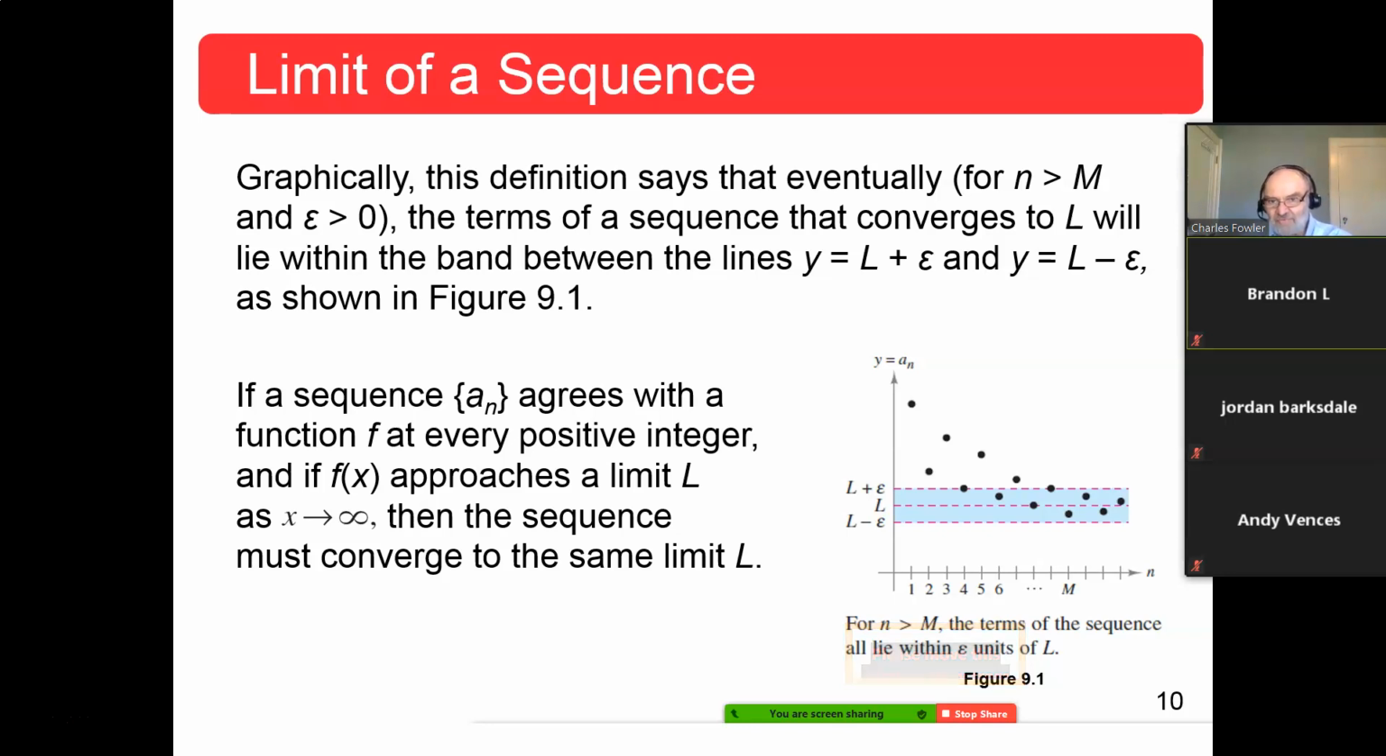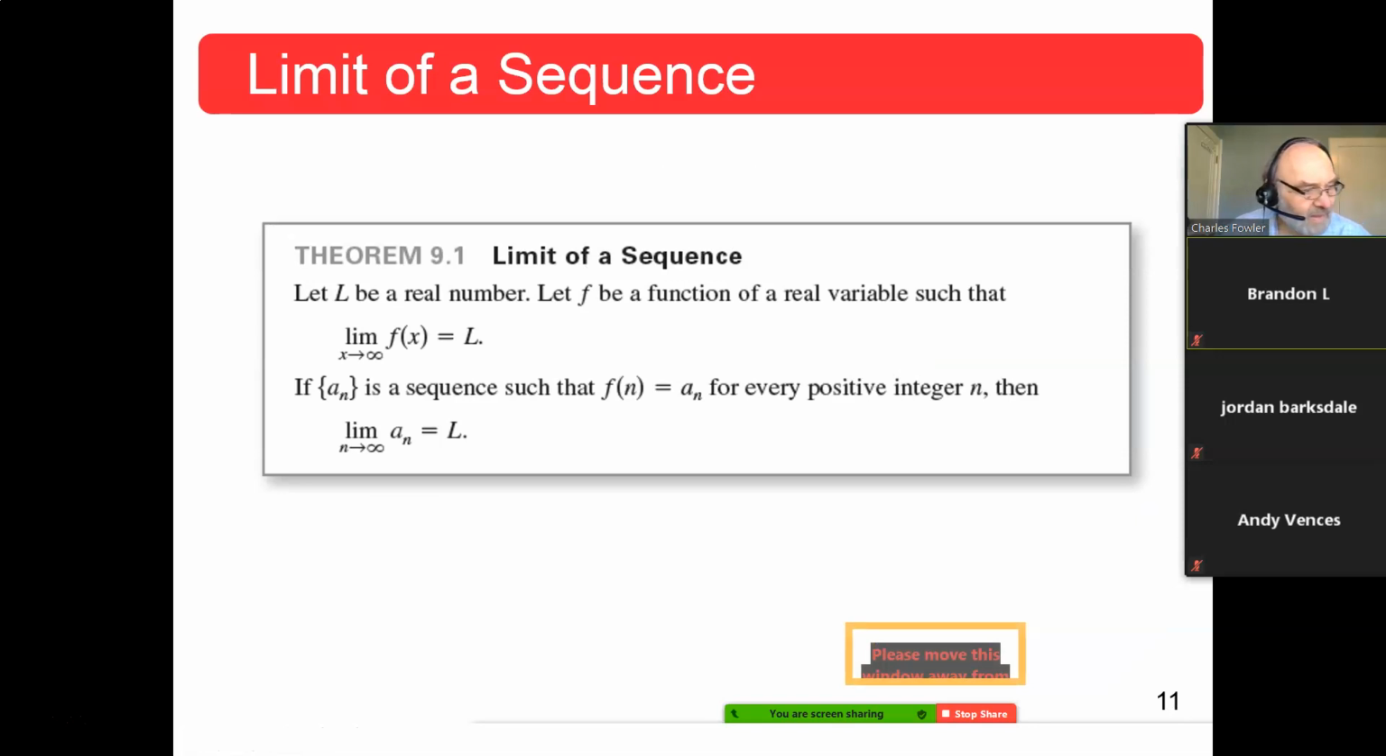So if a sequence a sub n agrees with the function f at every positive integer, and f of x approaches a limit L as x goes to infinity, then the sequence must converge to that same limit L. I wish you could read this here. It says, for n greater than m, that's what we see here, the terms of the sequence all lie within epsilon units of L. So the limit is L from there on out. Okay. Here is sort of a formal statement of that.